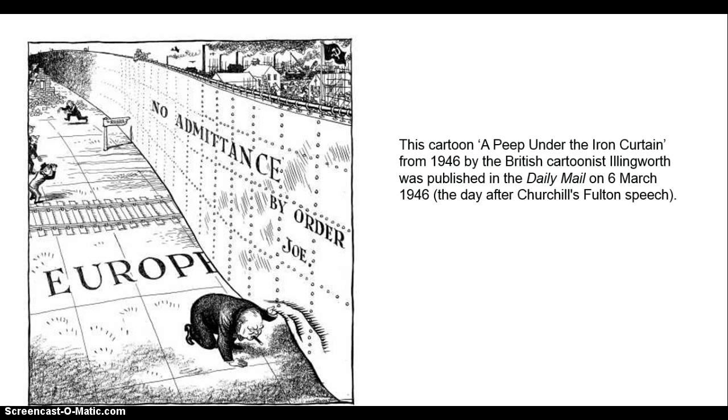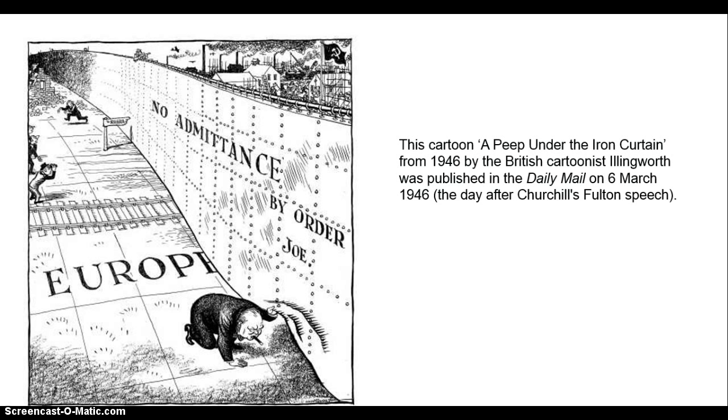In Churchill's speech, he makes reference to the fact that there is an iron curtain that has dropped down between the East and the West. Now, of course, there is no real iron curtain, but what he's referring to is effectively this border which has grown up between the East and the West.